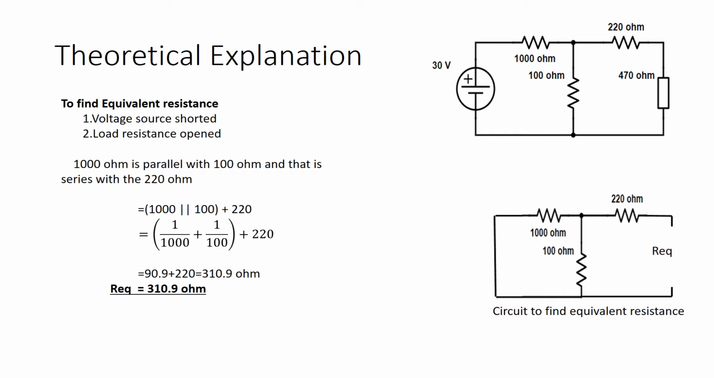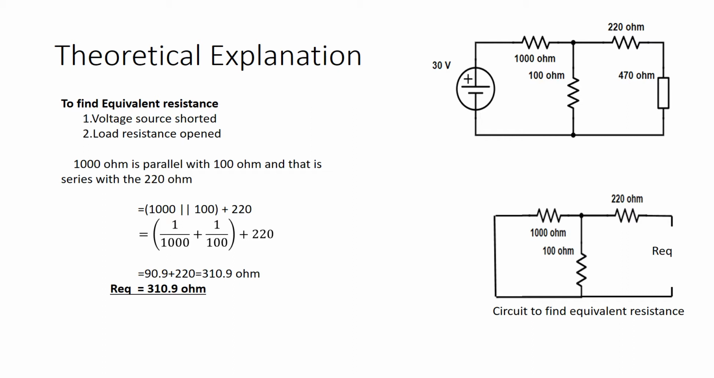Here is the theoretical explanation of the given circuit. In order to find the Thevenin voltage or Norton current, initially we need to find the equivalent resistance of the given circuit. To find the equivalent resistance, first we will short the voltage source. If there is any current source, we will keep it open, and we will remove the load resistance and leave it open. From that circuit we are going to find the equivalent resistance. The second diagram shows the circuit for finding the equivalent resistance, where we have shorted the voltage source and removed the load resistance.